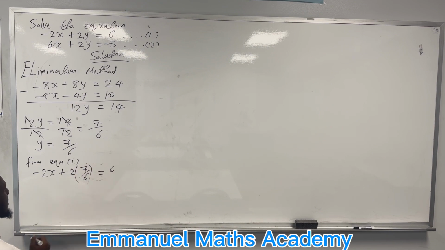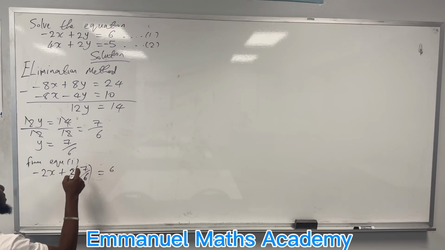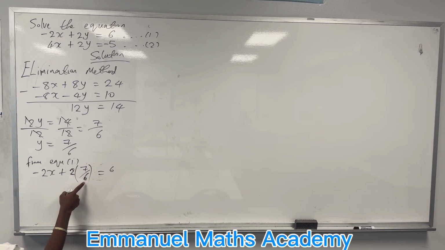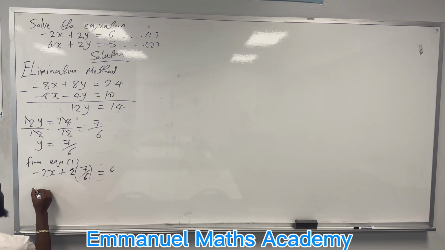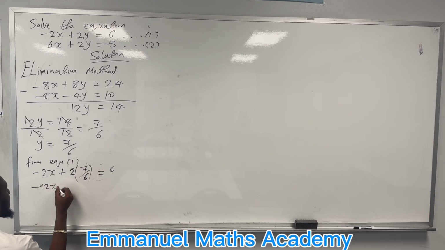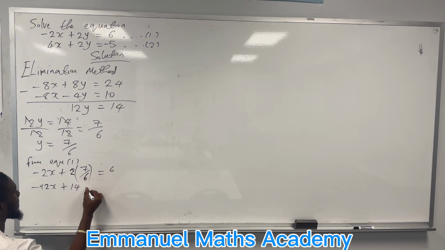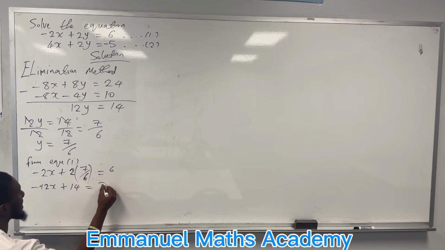This will cancel this. Alright? Hence, you have what? Wait. Okay, let's not cancel out. Let's use this to just multiply through. So this now, you use this to multiply this and this. Hence, you have minus 12x plus this will multiply this, you have 14, equal to 36.